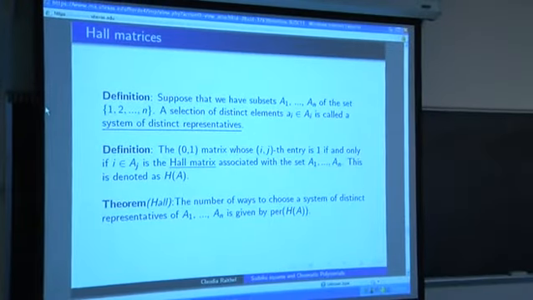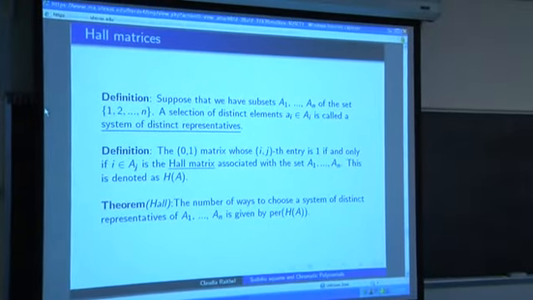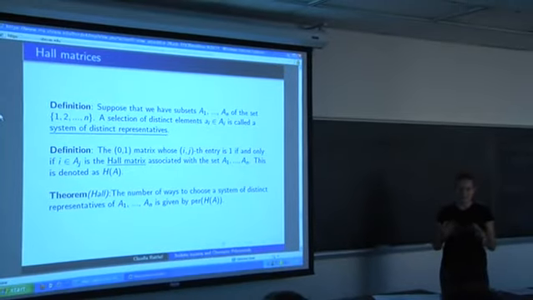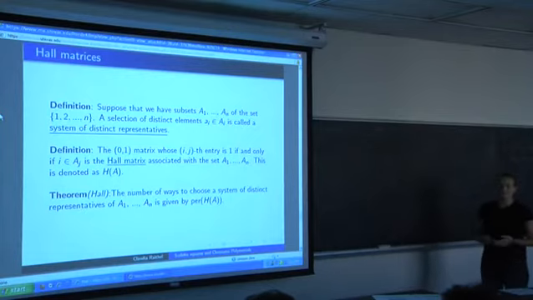Okay. But before we continue, we have to go through a little bit more formalism. Say I have the set of natural numbers 1 through n, and I give you n subsets of that set of natural numbers. Then a system of distinct representatives is just you grab one element from each set, and those elements better be different if they're coming from different sets. So that's just a system of distinct representatives.